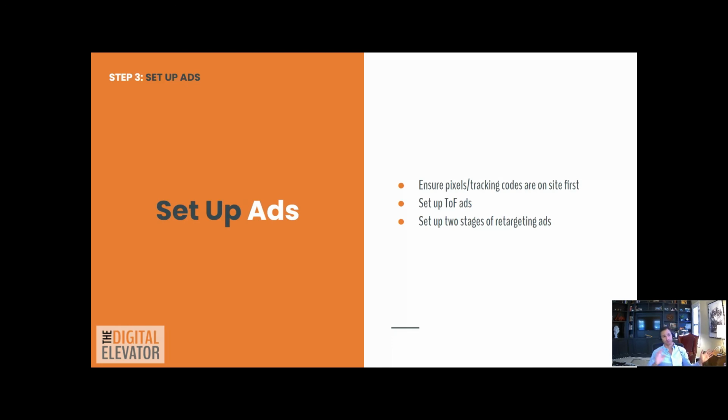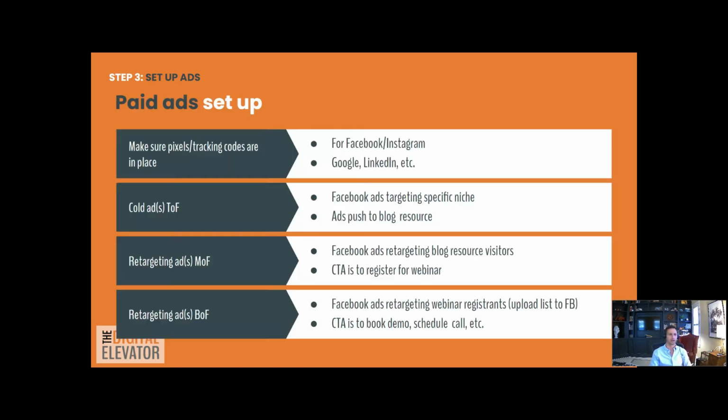All right, so now we're in step 3. If step 1 was kind of the setup of things, step 3 is where we move on to the promotion aspect, which is going to be done through ads. Of course, we have the organic aspect that we talked about, but now we have an ad aspect. So we're going to be ensuring that pixels are set up or tracking codes are on your site, setting up top of the funnel ads, and setting up 2 stages of retargeting ads.